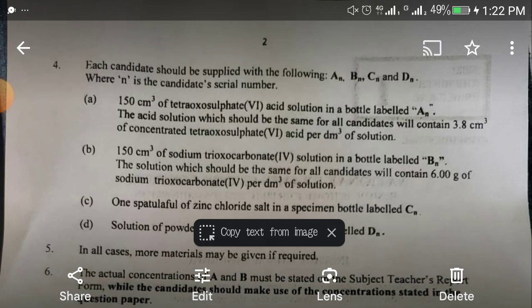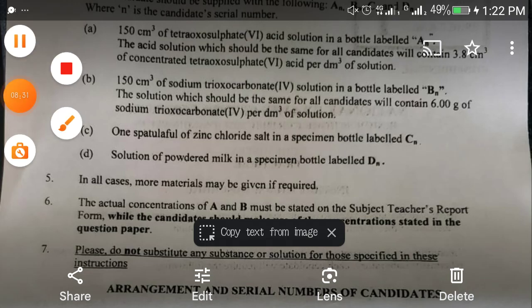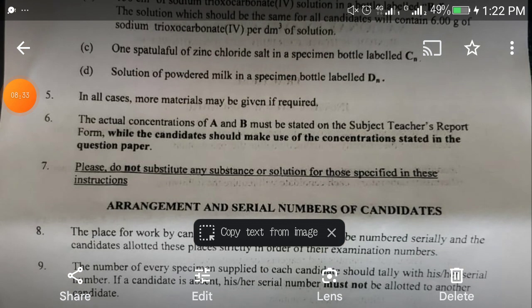50 cm cube of sodium tetraoxosulfate 4 solution in a bottle labeled BN. 1 spatula full of zinc chloride salt in a specimen labeled CN. Solution of powdered milk in a specimen labeled DN. In all cases, more materials may be given if required.